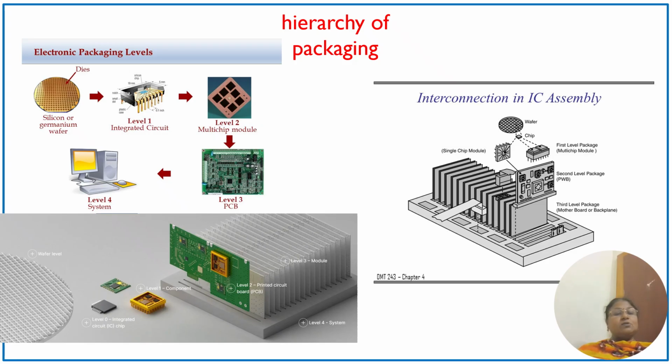So level 0 is going to be with the silicon, the wafer preparation, all those modules will come. And from level 0 to level 5, this is going to be the chain which is interlinked. Without level 0, level 1 cannot happen. The same thing, without level 1, level 2 cannot happen. So this is going to be the circular chain.